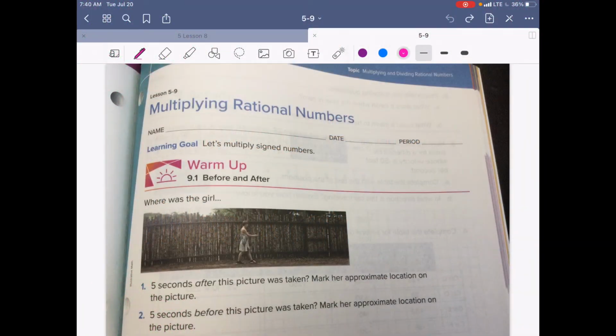Welcome to Unit 5, Lesson 9, Multiplying Rational Numbers. First, we're going to start with the warm-up.